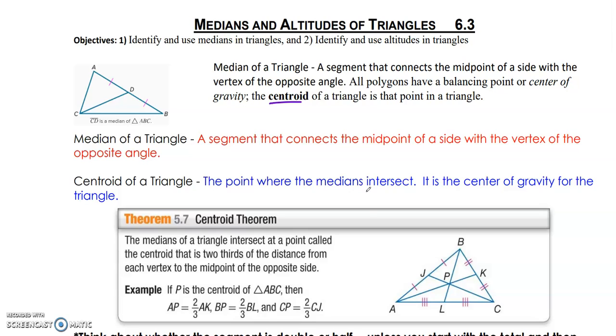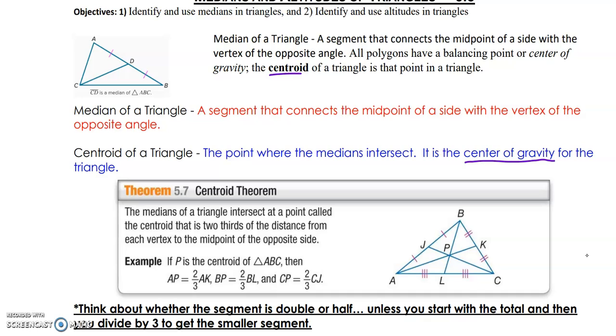I always think of centroid as kind of sounding space-like. And so a median, when you find the centroid, it is kind of like the center of gravity of a triangle, where you could literally hold up the triangle itself on a pencil from that point and it would balance because it is that, again, center of gravity for the triangle.